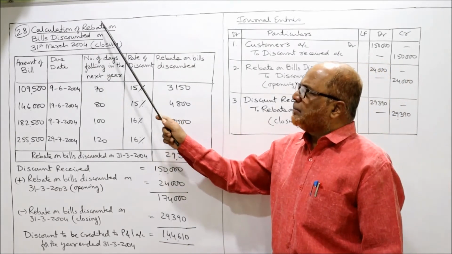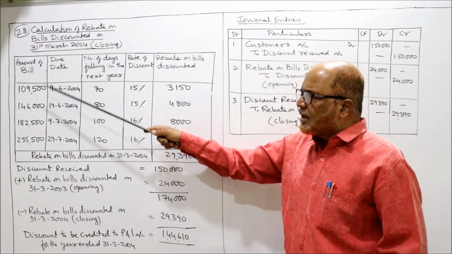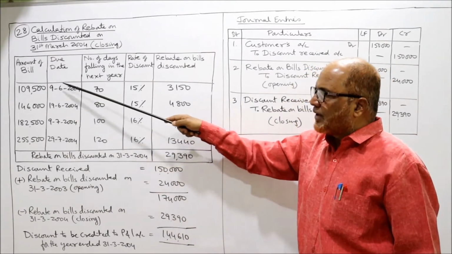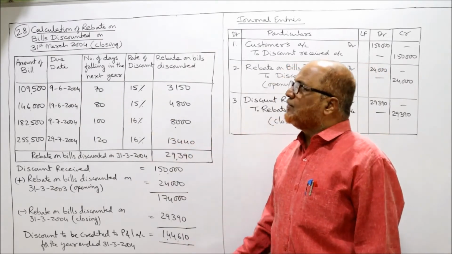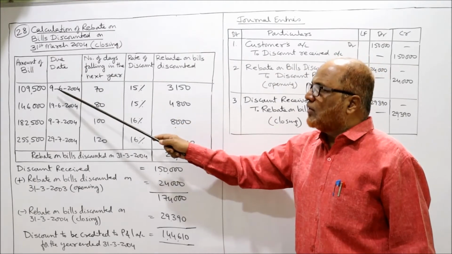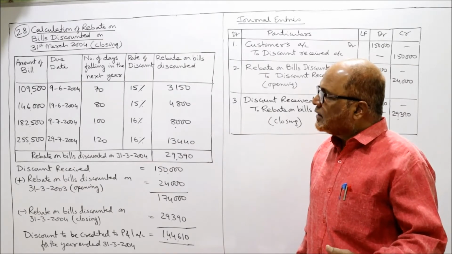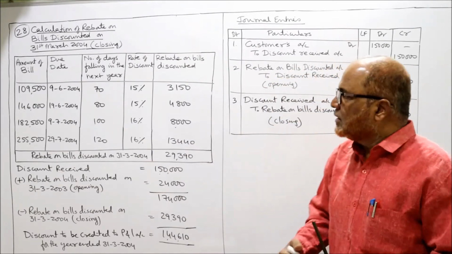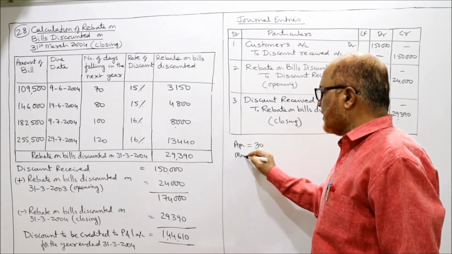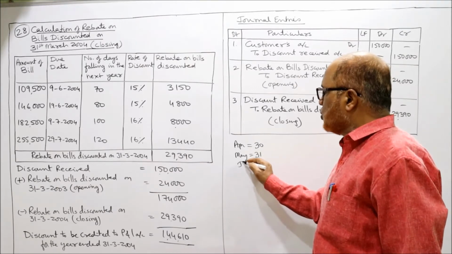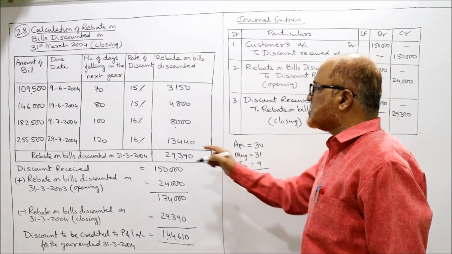First of all, calculation of rebate on bills discounted at the end of the year, 31st March 2004. So same columns, only the amounts are different. Due dates, the number of days falling. See here, we are closing the accounts on 31st March 2004 and the due date of the bill is 9th June 2004. So after March, April will come, then May, then June. April 30 days, May 31 days, and June 9 days. So 30, 30, 60, 70 days. So we got 70 days here.